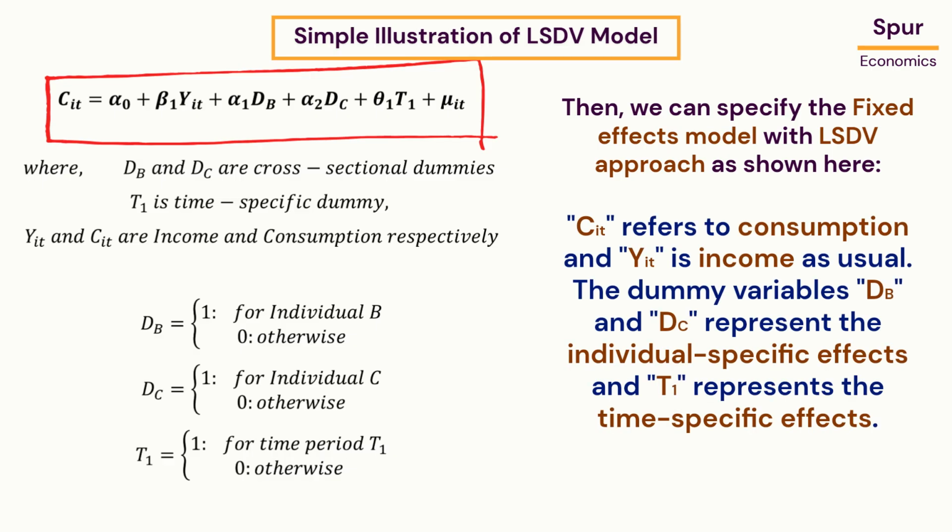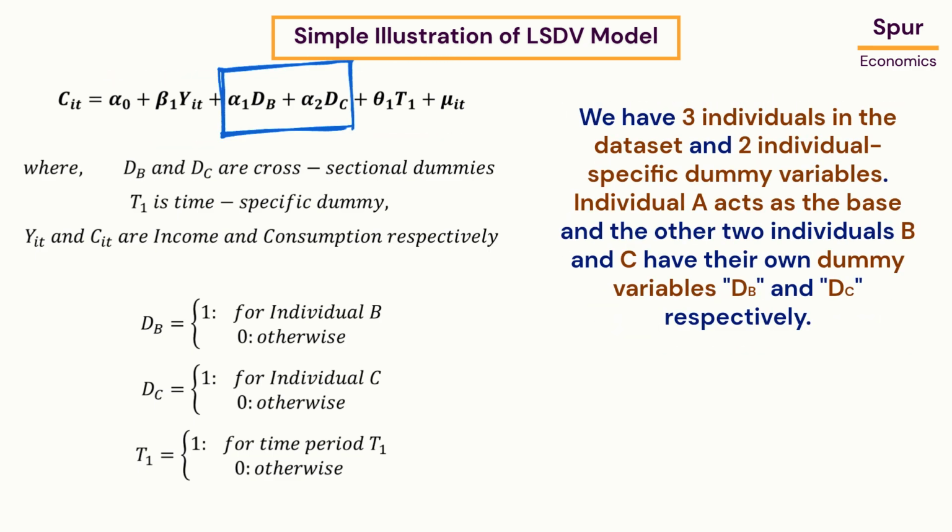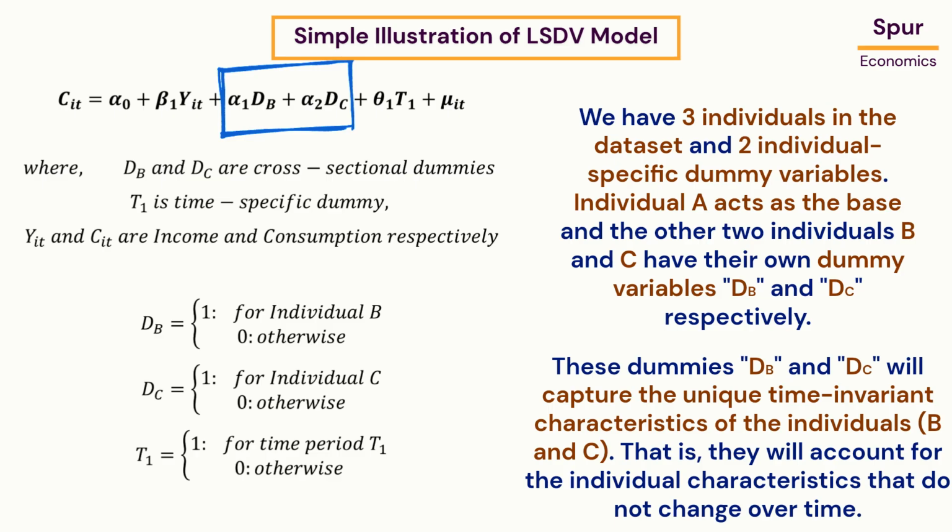C_it refers to consumption and Y_it is income as usual. The dummy variables dB and dC represent the individual-specific effects and T1 represents the time-specific effects. We have 3 individuals in the dataset and 2 individual-specific dummy variables. Individual A acts as the base and the other 2 individuals B and C have their own dummy variables dB and dC respectively. These dummies dB and dC will capture the unique time-invariant characteristics of the individuals.